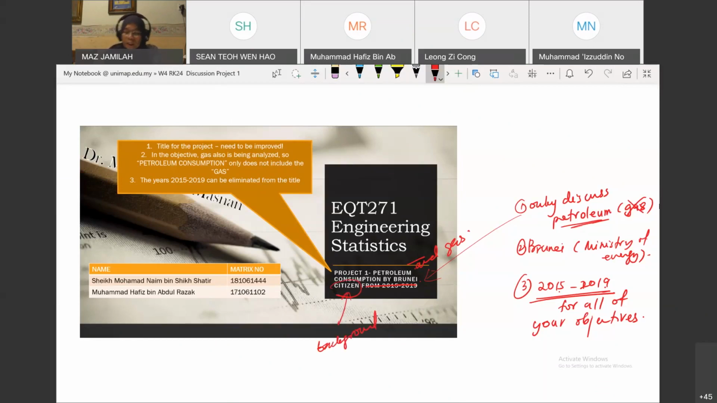So please be short and concise about your topic. In this case, you may come up with an investigation of petroleum and gas consumption, or you can use the word in your data set, investigation of oil and gas consumption in Brunei. That's it. As simple as that. No need to put the year, no need to put citizen. Please make sure anything that reflects your topic is covered in your objective. So I have commented, it needs to be improved. In the objective, gas is also included, so you cannot say petroleum only. The years can be eliminated.